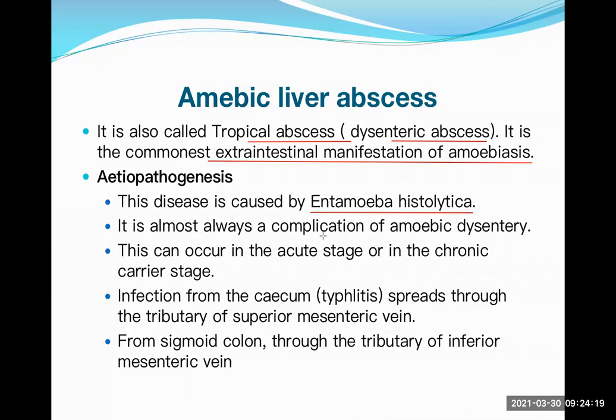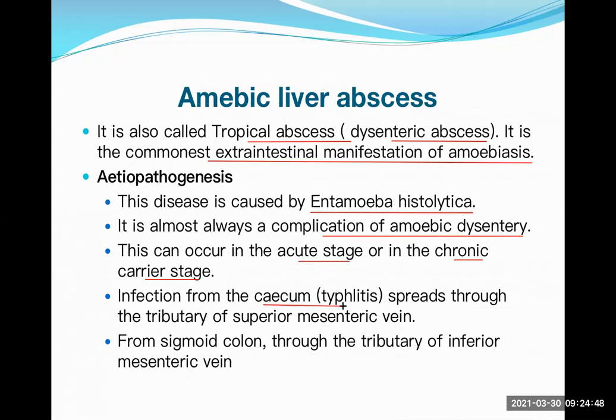It is almost always a complication of amoebic dysentery. So we should take a history of dysentery, probably now or in the past. This can occur in the acute stage or in the chronic carrier stage. Acute stage means ongoing infection. In the chronic carrier stage, signs and symptoms are no more there; only the organisms are there.